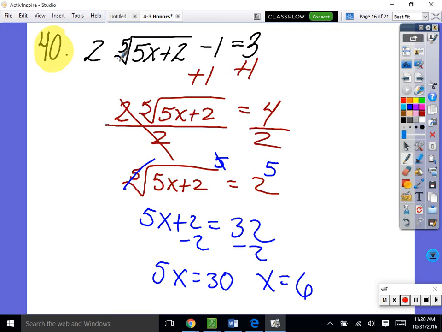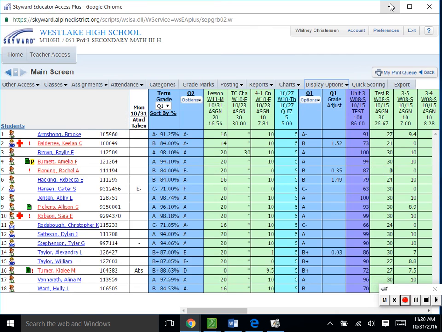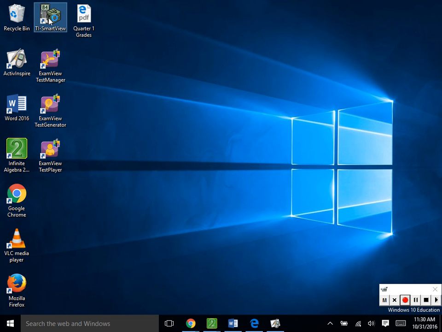Do you guys know how to type in the fifth root into your calculator? No. You want to learn? Okay, pull up your calculator. I want to show this in the video.